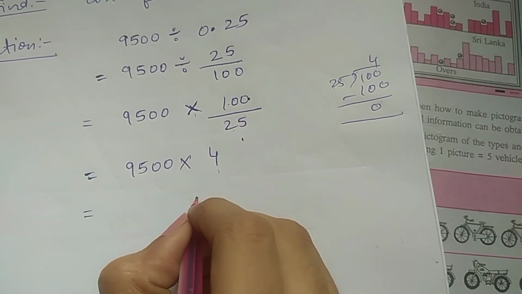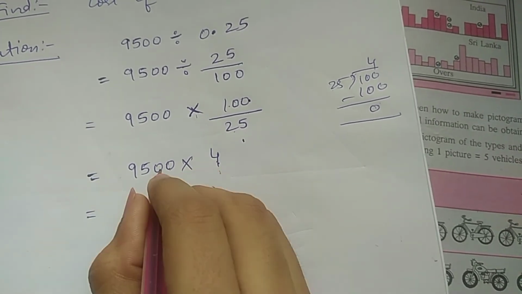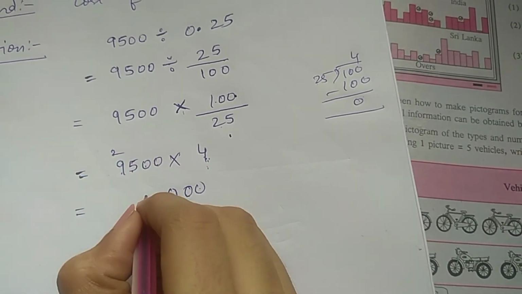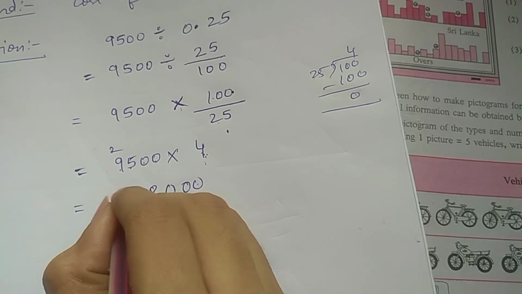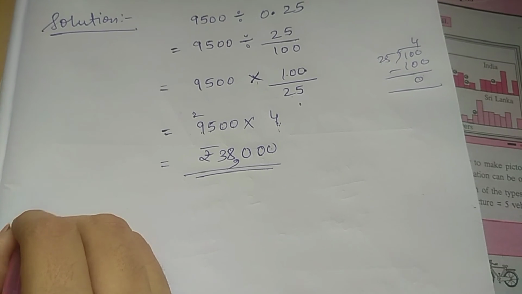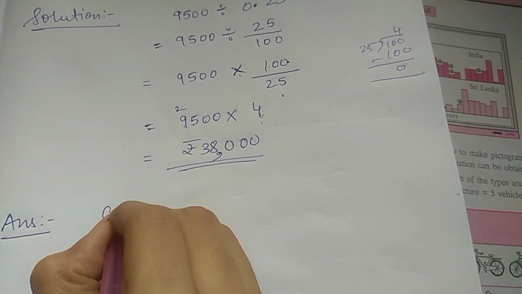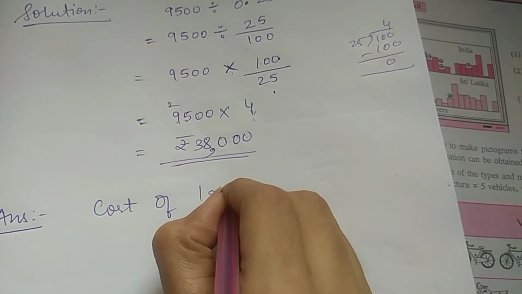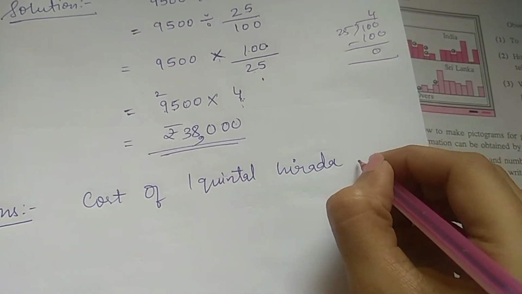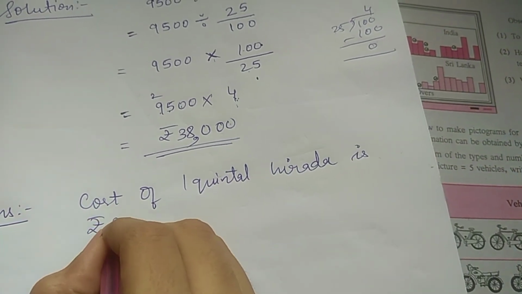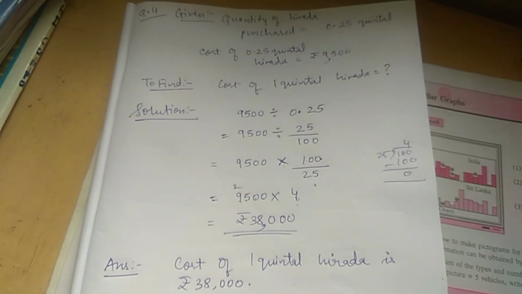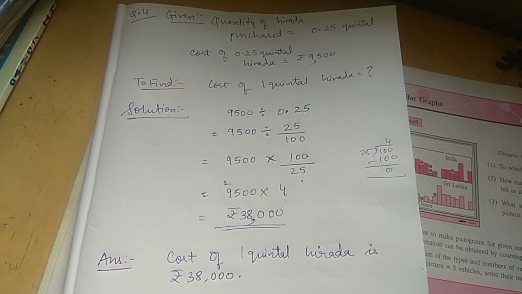Now let's multiply. 4 zeros are 0, 4 zeros are 0, 4 5s are 20, 4 9s are 36, 37, 38. So the answer is 38,000 rupees. So the final answer: the cost of 1 quintal Hirida is rupees 38,000. And we are done with this chapter.